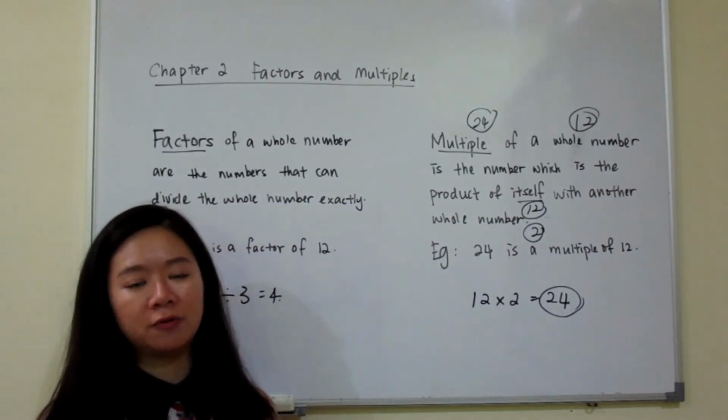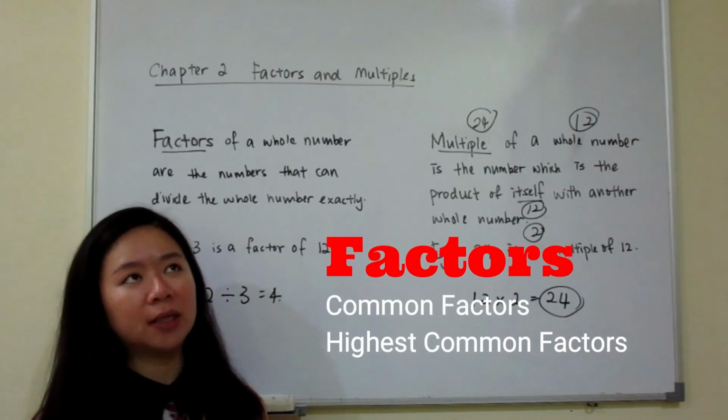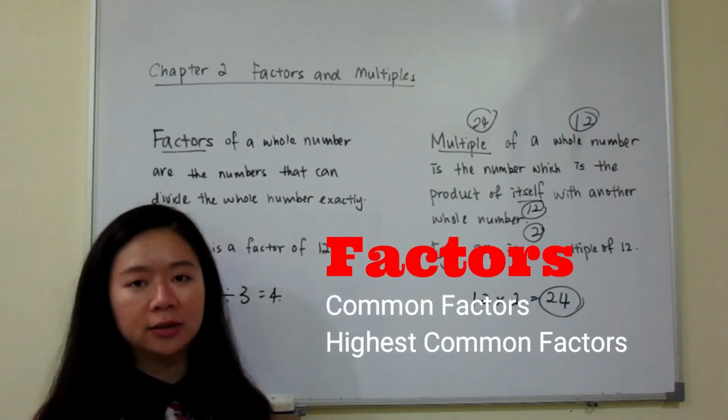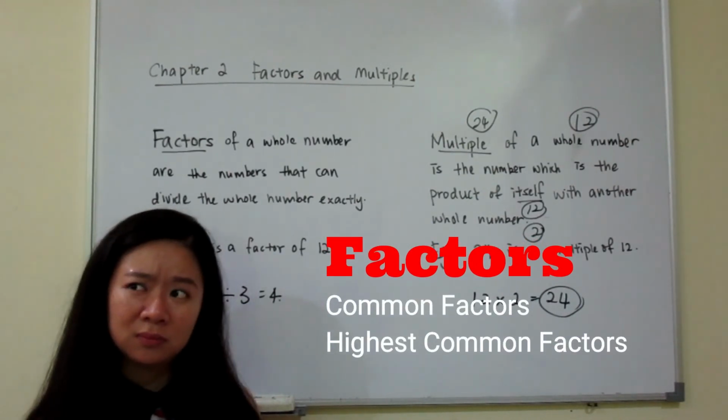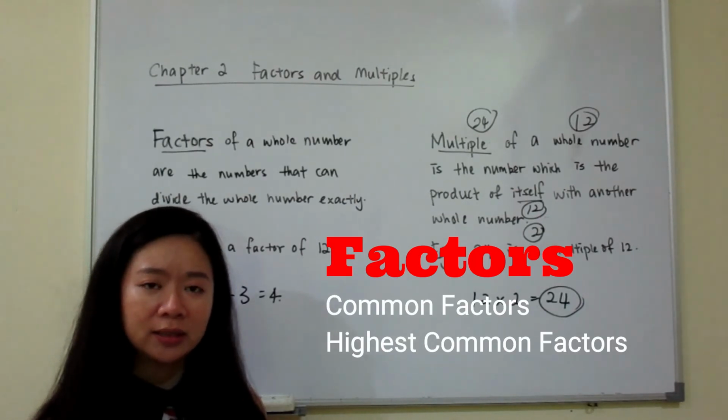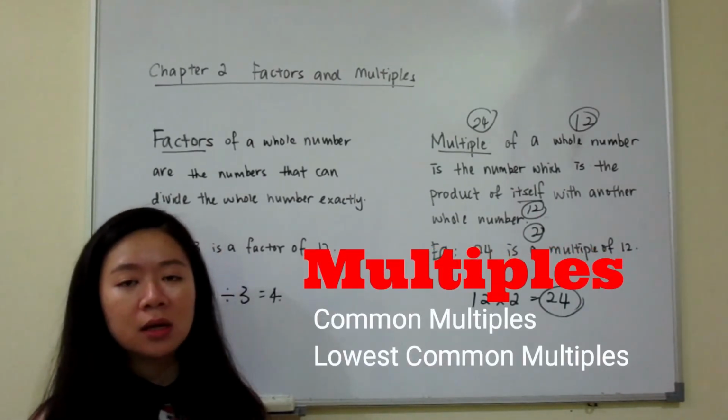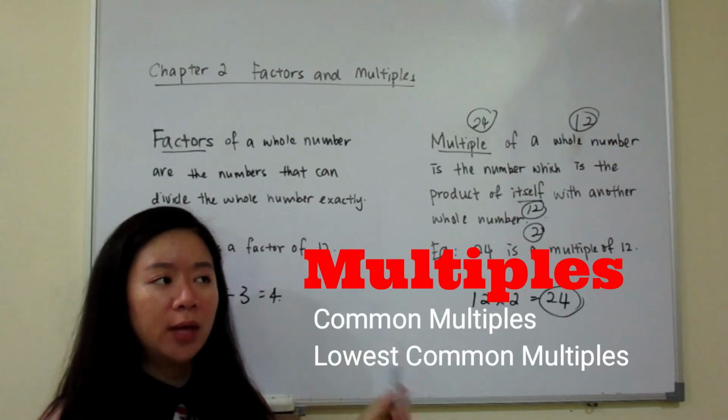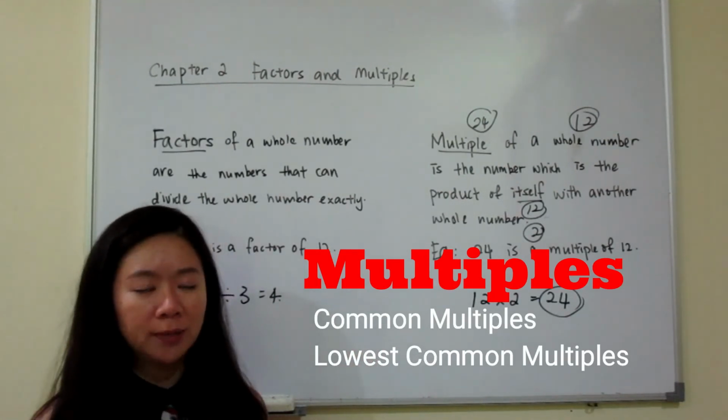So now we're going to focus on factor and look at common factors and highest common factor. And then we have multiples, common multiples, and then we have lowest common multiple.